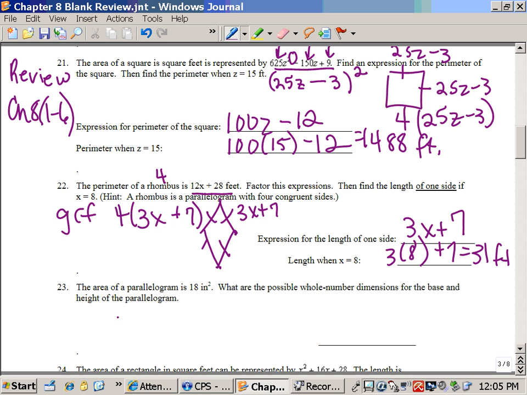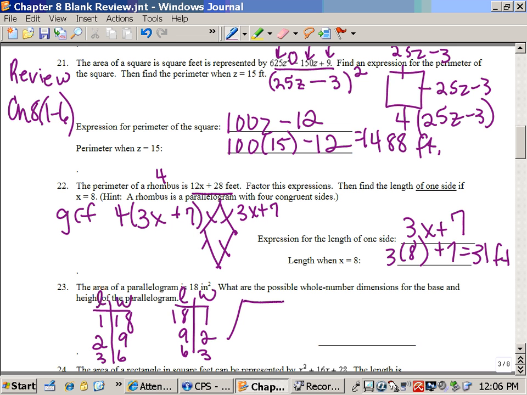Number 23, if the area of a parallelogram is 18, I need to find all the different combinations that multiply to give me 18. That would be 1 times 18, 2 times 9, and 3 times 6. That's for the length and the width. But also 18 times 1, 9 times 2, and 6 times 3. That actually does change when you have height and base. Whoops, this should be the height and the base instead of length and width. All right, so we have 6 answers, and these are 6 of my answers.